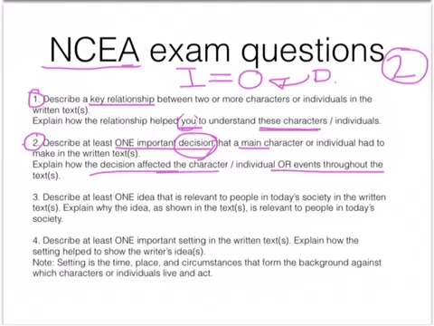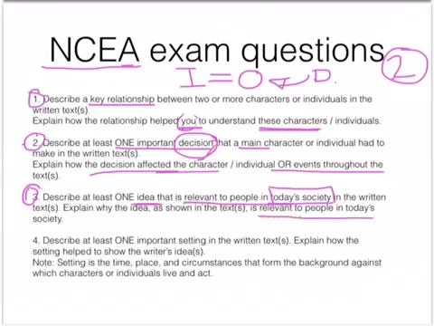Right, we're on to number 3, and it's describe at least one idea. Remember, we want a theme that is relevant to people in today's society. And that's the second part. So remember to use those words. They're keywords. They've got to be reflected throughout your answer. And explain why the idea is relevant to people in today's society.